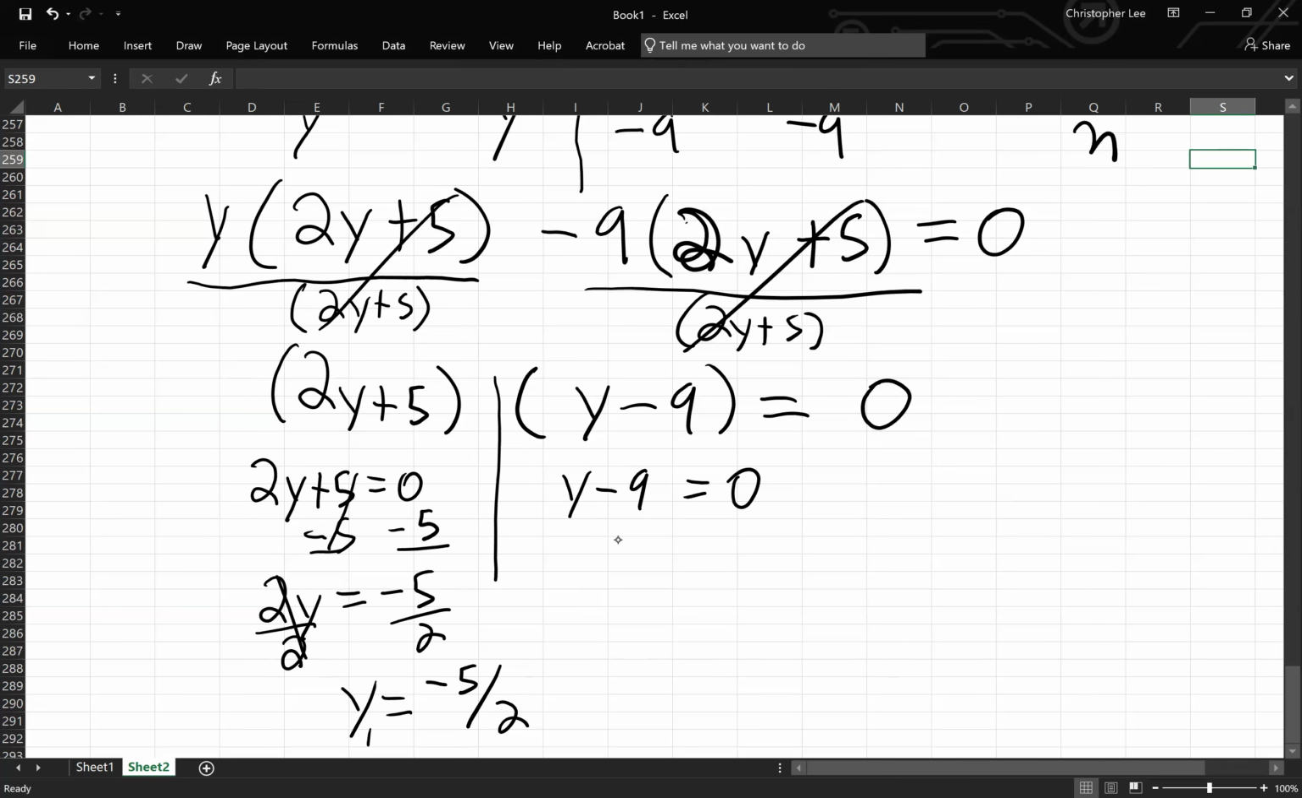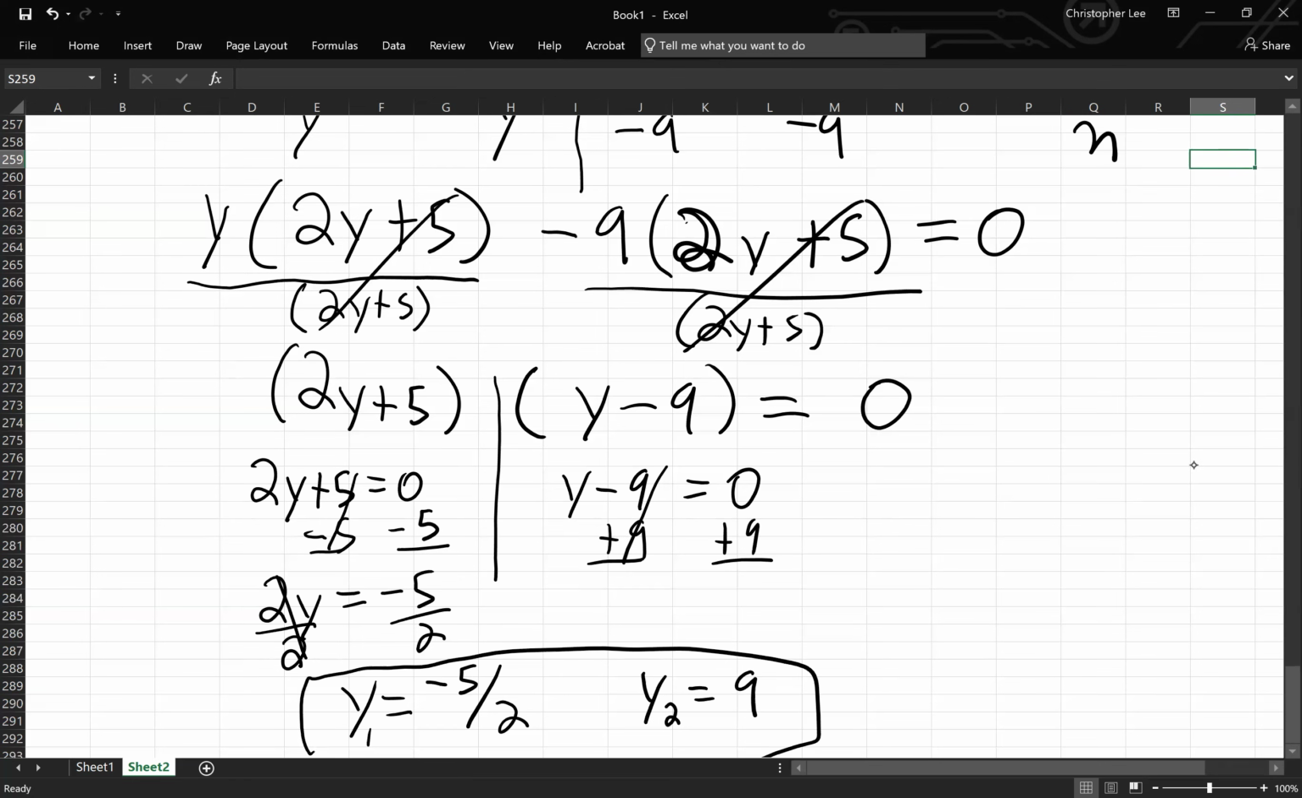On this side, you're going to add 9. And what you do to one side, you do to the other. So we have y2 is equal to 9. These are my answers. A little comma there. Any questions on this? So long story short, factor it, set both of the factors equal to 0, solve for the variable. Are we good? AC method is on your formula sheet though, so you don't got to memorize it.